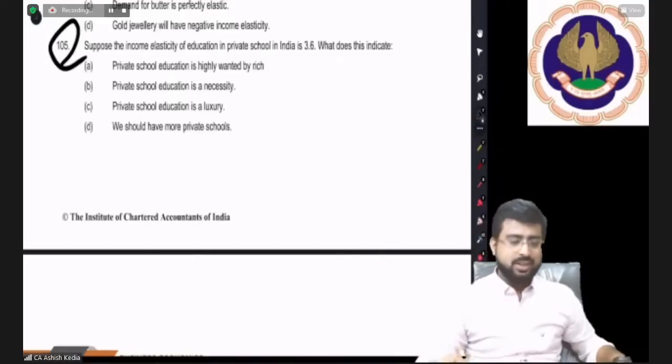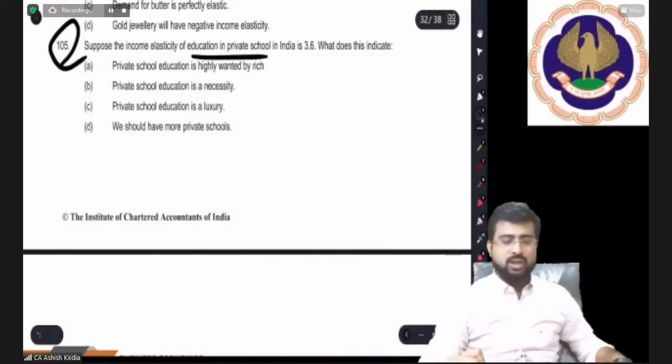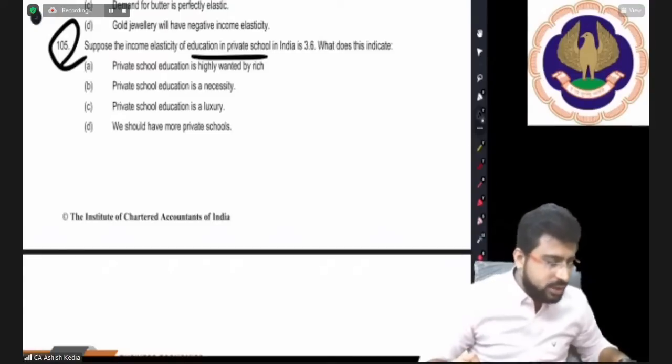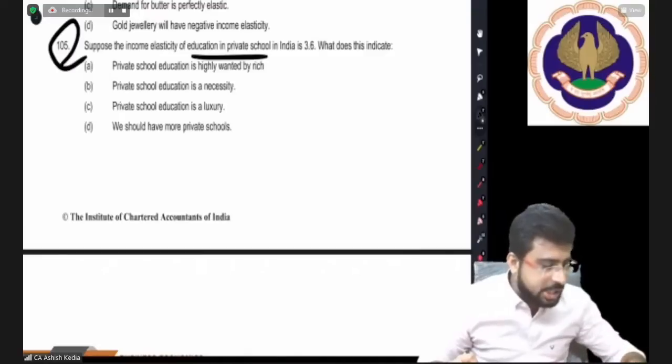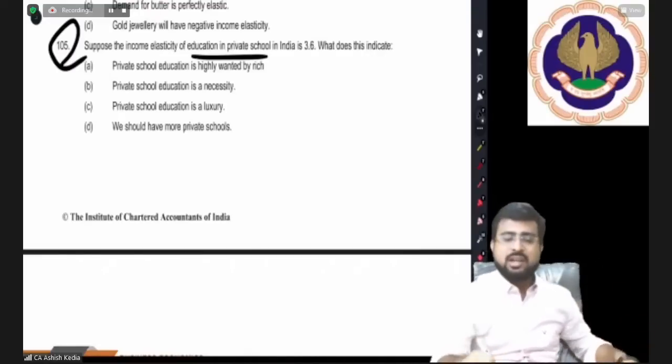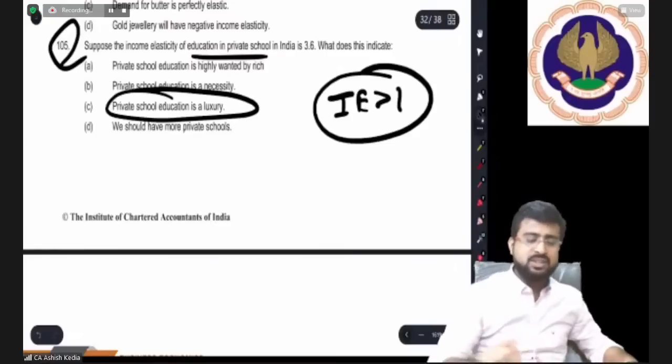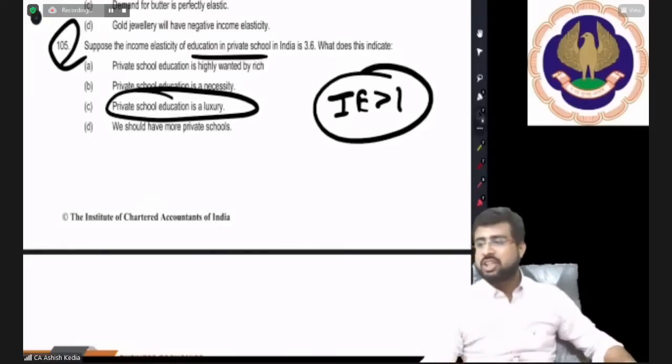See, income elasticity of education in private school in India is 3.6. What does it indicate? So please pay attention, everybody. Whenever income elasticity is greater than 1, we are talking about a luxury. So it basically means private school education is a luxury.